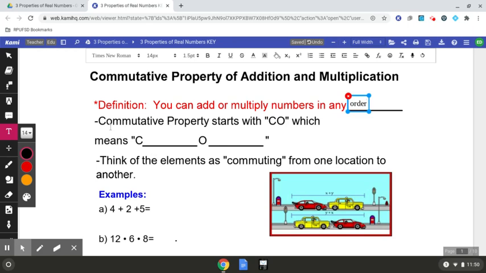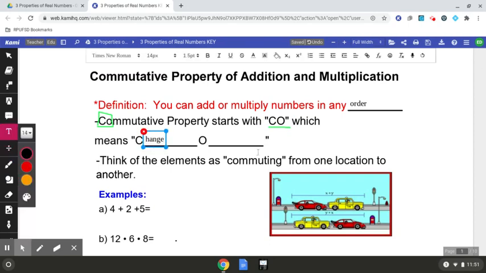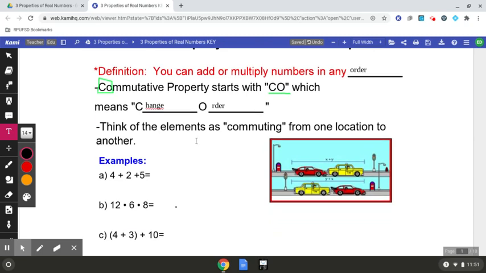So the commutative property starts with CO. If you look at the word commutative, we have a CO in the beginning, which means change order. And that's how I remember this. So if you look at an equation and you tell me that it's just changing order, then it's the commutative property, CO, change order.